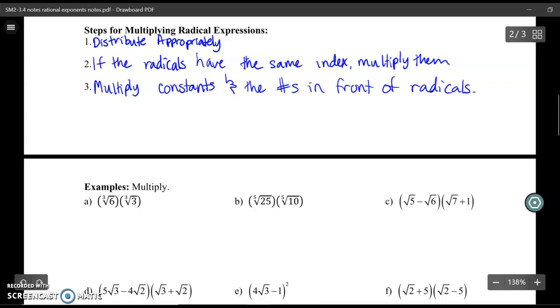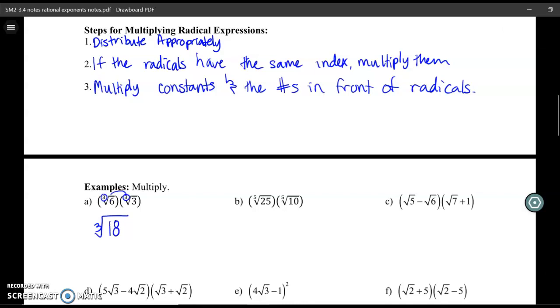Okay, let's take a look at some examples of that. So let's look at A on the next page. The cube root of 6 times the cube root of 3. So here, if I'm going to think about distributing, all I'm going to do is multiply these two together. I just have two things to multiply. Step 2 in my steps for multiplying radical expressions is that if the radicals have the same index, we can multiply them. In this case, the index is 3, so I can multiply these together. So I would get the cube root of 6 times 3, which is 18.